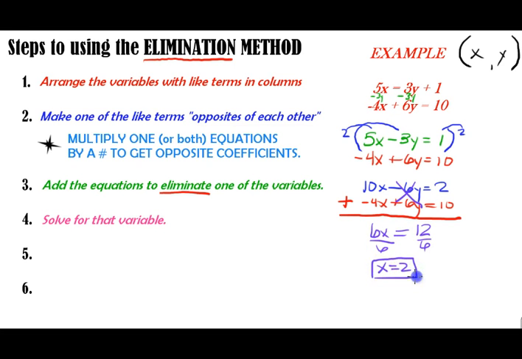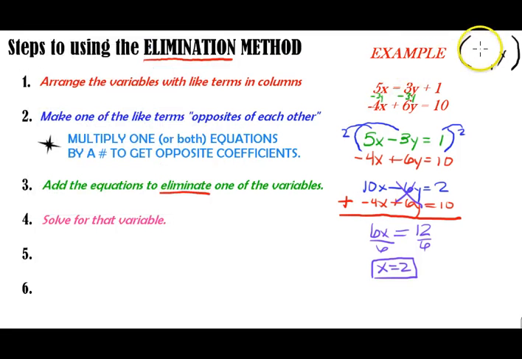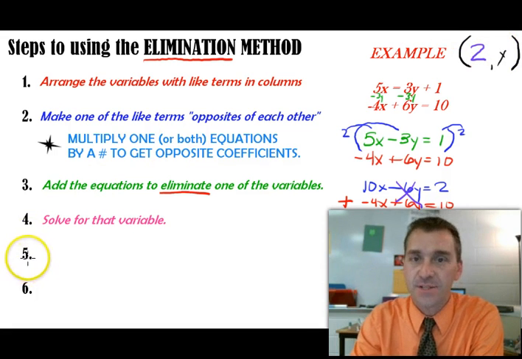We are now halfway home because up here, let me erase this. I can erase this guy right here. Put this back up here. So now I am actually halfway home because I have my x value to be 2. So all I need to do is find my y value. Well, that happens in step 5 and 6.